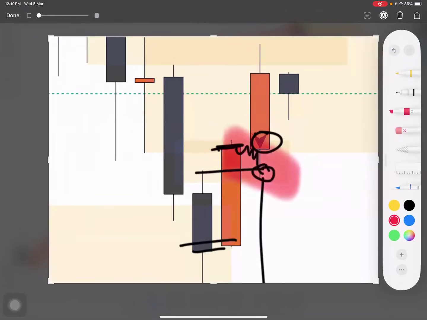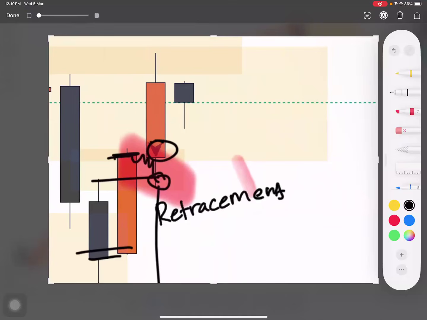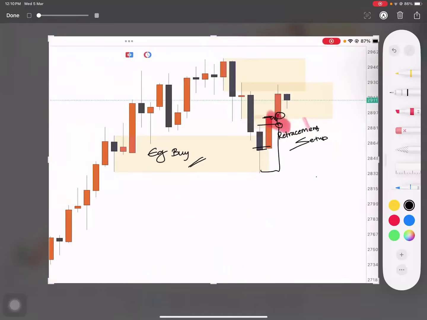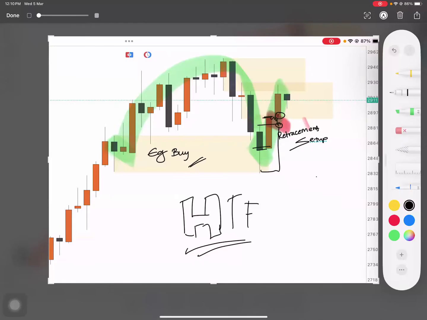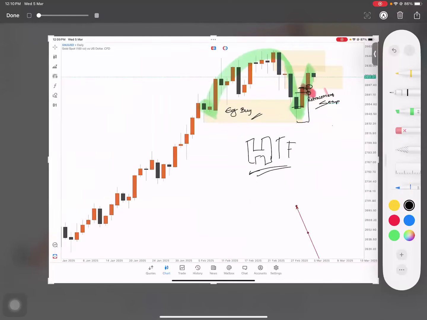So you don't realize that you're actually trying to sell on a retracement setup. This is the continuation, the bigger structure. So you only sell at the small pullback on the daily. That's why I said the higher time frame is really a priority.